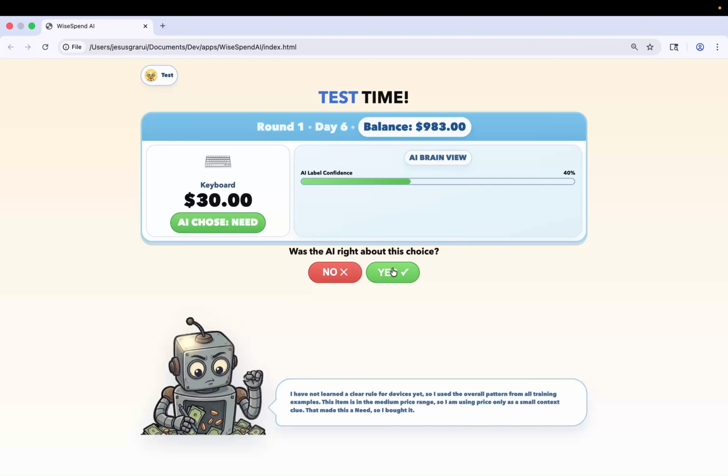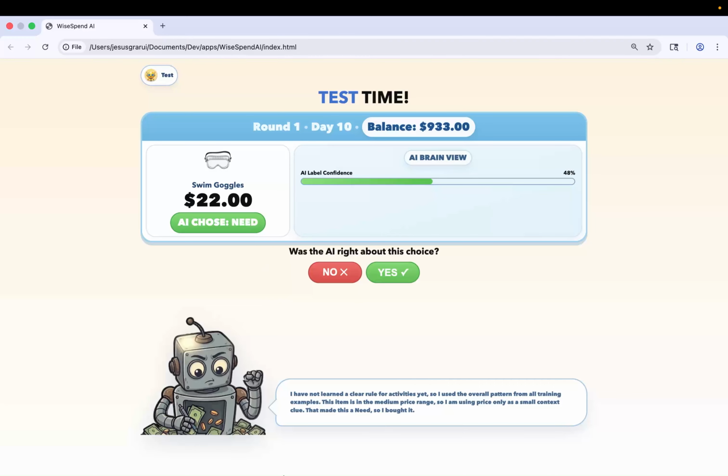So was the AI right about this choice? No. And the AI label confidence just went down a little bit because we told the AI it was wrong. A dice, $3. The AI chose a want. Right, that's correct. A lunchbox, including the food, it's saying it's a need. Yes, it's correct. First aid kit, it's saying it's a need. Yes, that's correct.